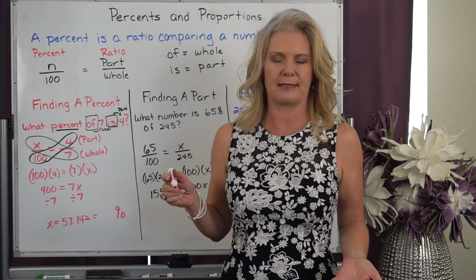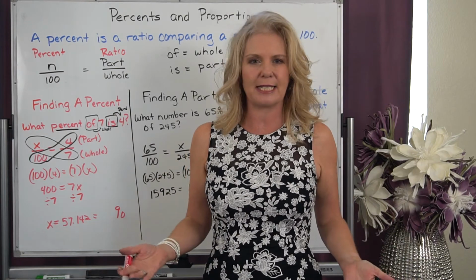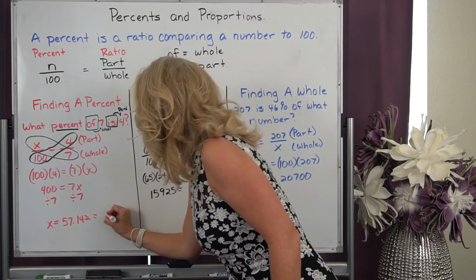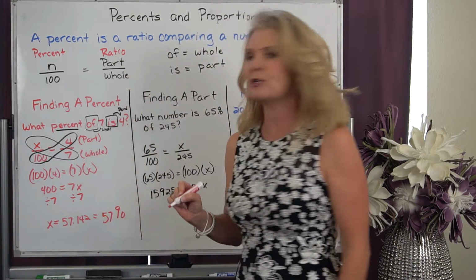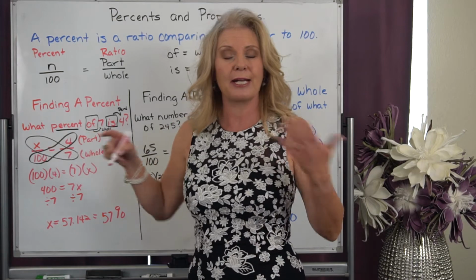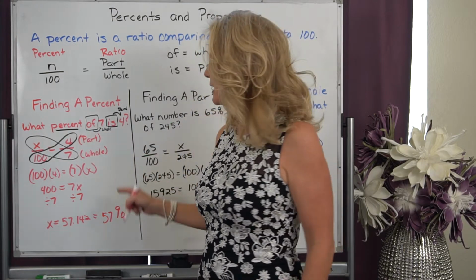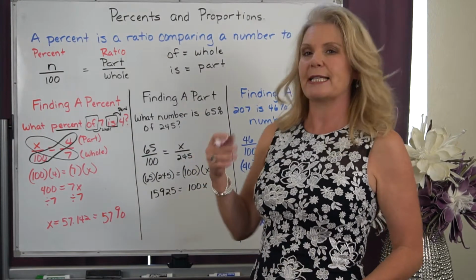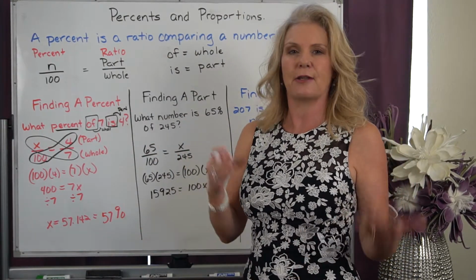And when I actually do the division there, I get x equals 57.142 thousandths. Okay, we just need to round to the nearest percent. And all I'm going to do is take that 57, add my percent sign. We don't even have to do any conversions because we were already comparing that to 100. So x has to be 57%. So 57% of 7 is 4.